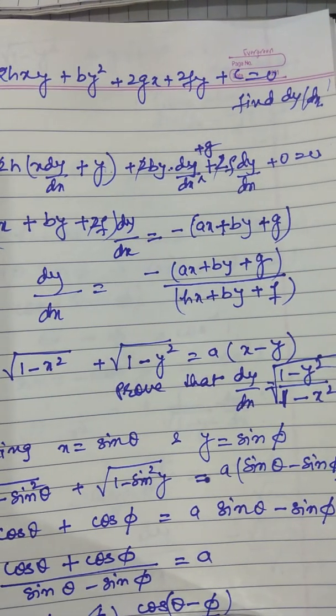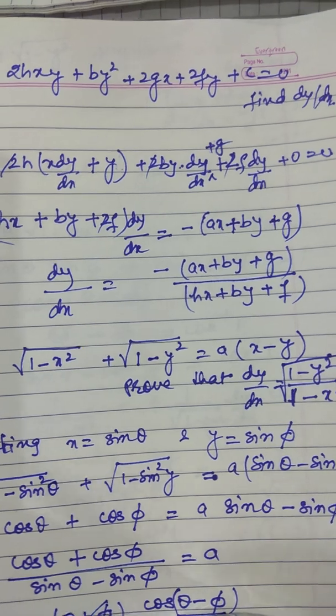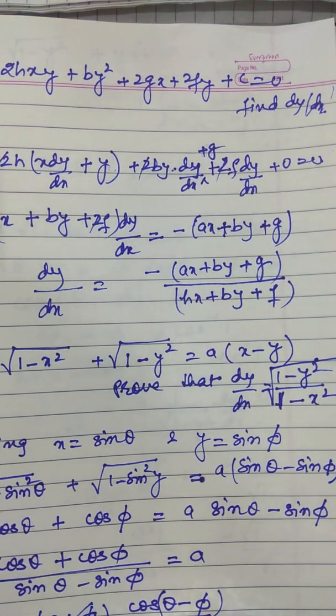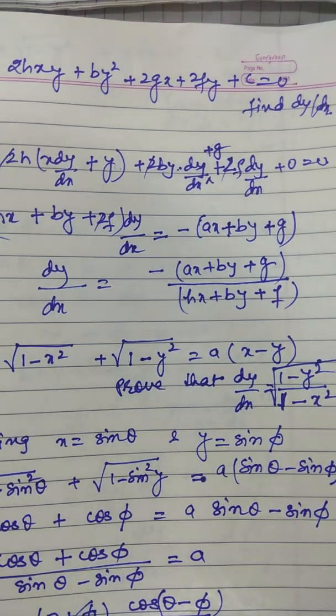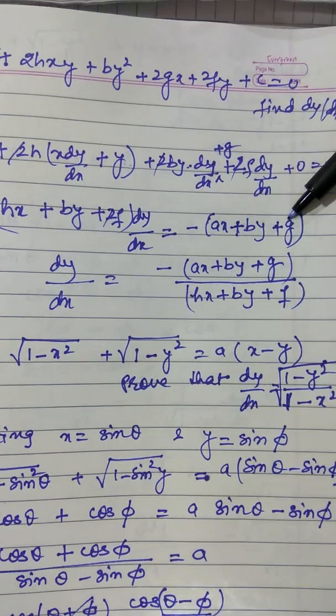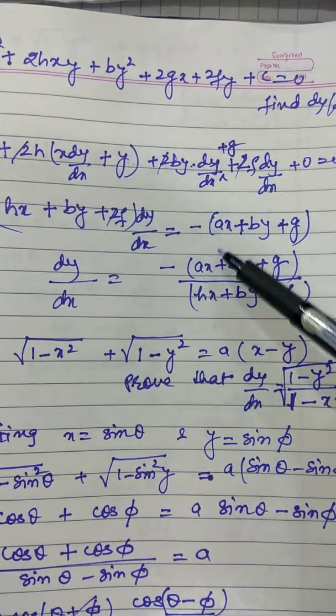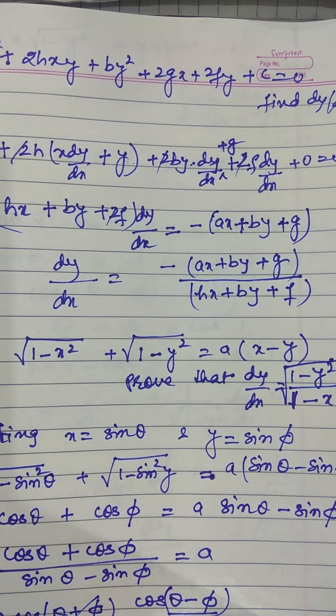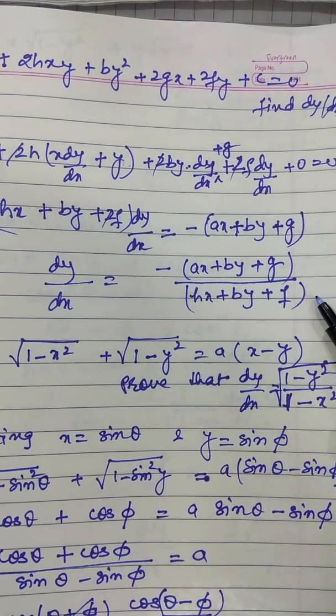Now what we do? We take the terms containing dy/dx on one side and others on one side. So these are the terms containing dy/dx and others on this side. So dy/dx is −(ax + hy + g)/(hx + by + f).